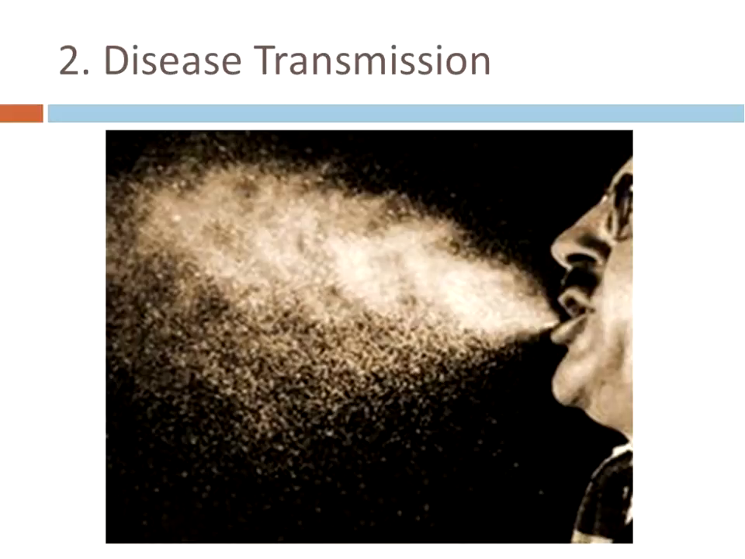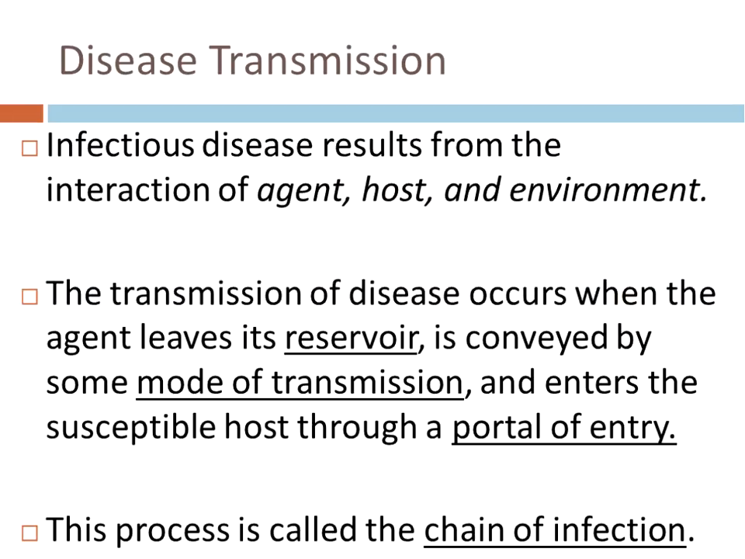We'll talk a little bit about disease transmission. Infectious diseases result from the interaction of the agent, the host, and the environment. The transmission of the disease occurs when the agent leaves its reservoir, is conveyed by some mode of transmission, and enters the susceptible host through a portal of entry. And this is called the chain of infection.